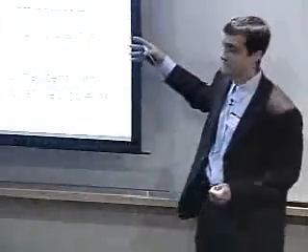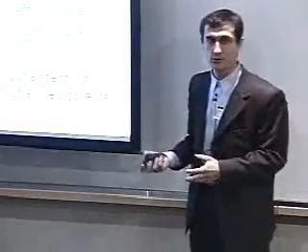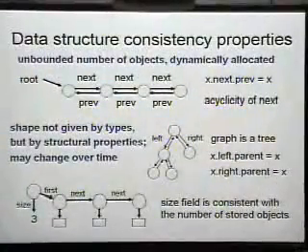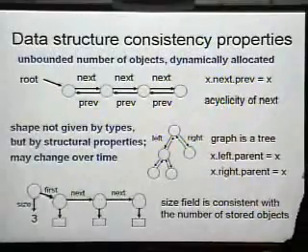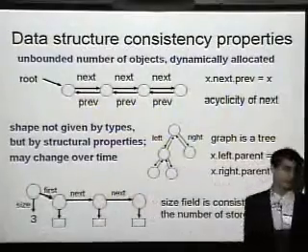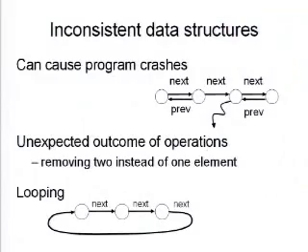In addition to these shape properties, we're also interested in properties that correlate some numerical quantities with the objects stored in the data structure. If you have a size field in container implementations, which you typically do have if you look at common library implementations, then you would like this size field to be consistent with the number of elements stored in the data structure. This is another example of data structure consistency properties.